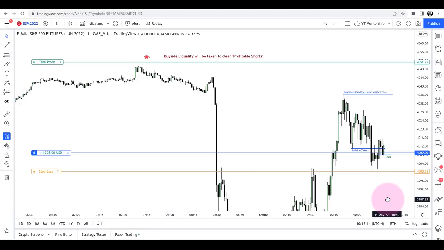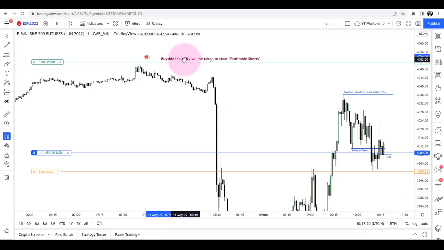All right, so far we're getting some response off that order block level I've annotated. OCD is flaring. I like things the way I like them, folks.